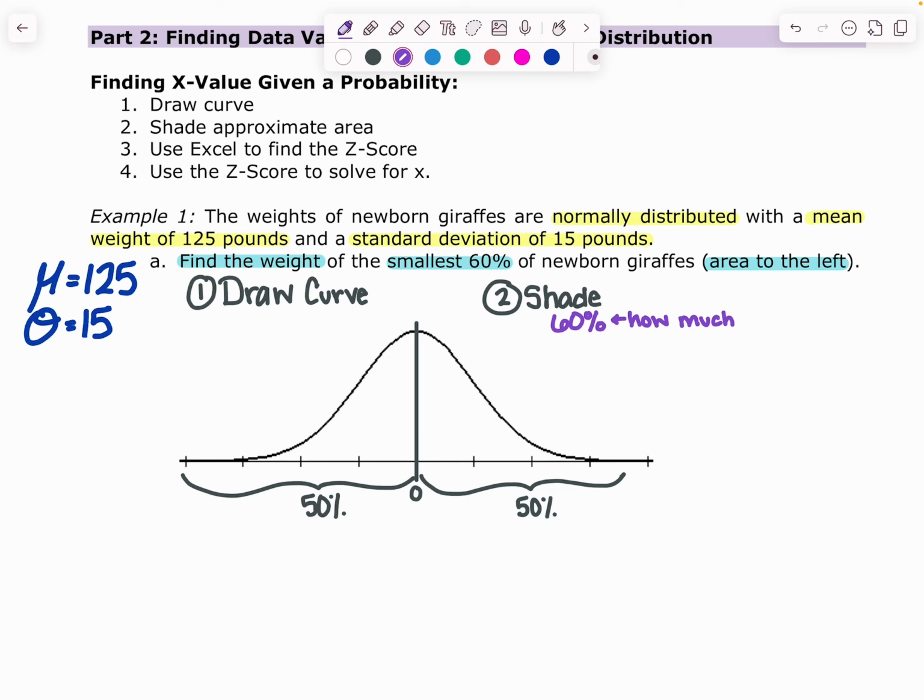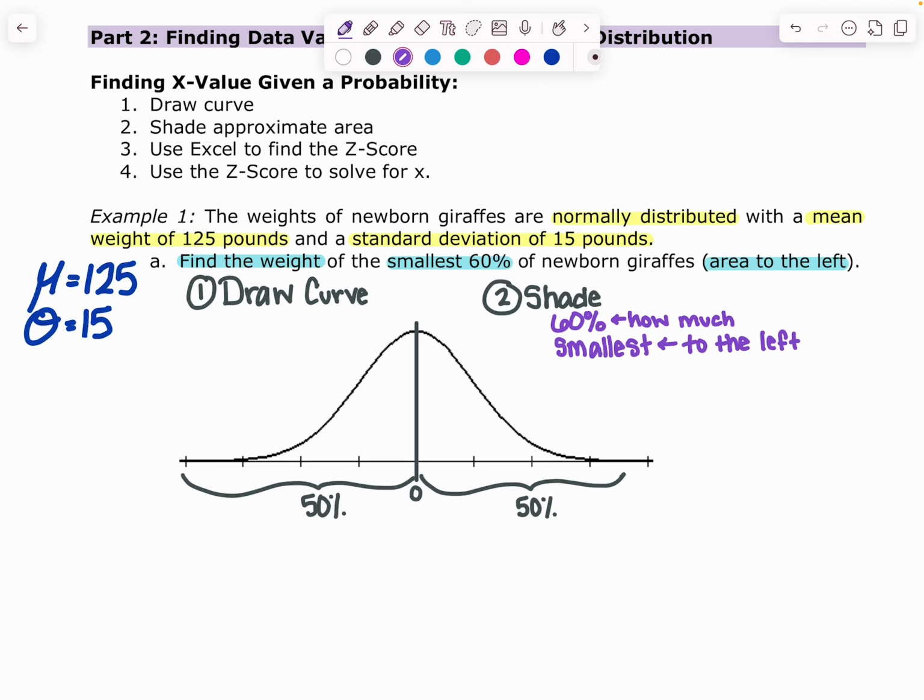I also know the smallest means that I want my area to be to the left eventually. And I also put, in this particular example, area to the left.